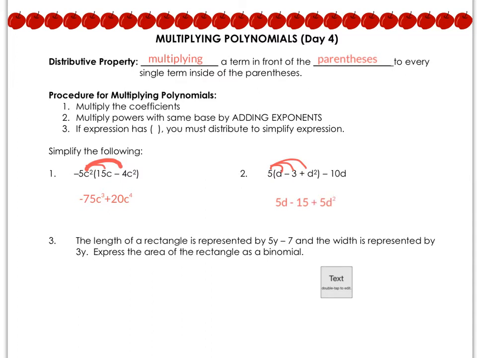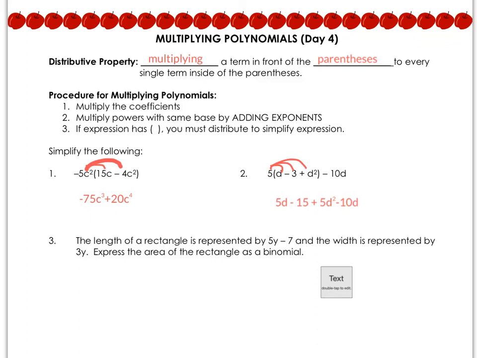So we get 5d squared. Remember that we didn't have to change that because this d squared, because there was no d with this term outside. So we just bring it down. And then we still have this minus 10d, so that just goes at the end. Okay, so we don't have any parentheses left, but this brings us back to what we've done in the past.